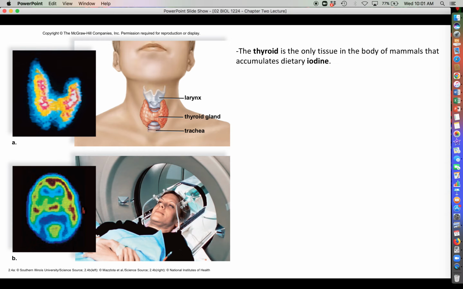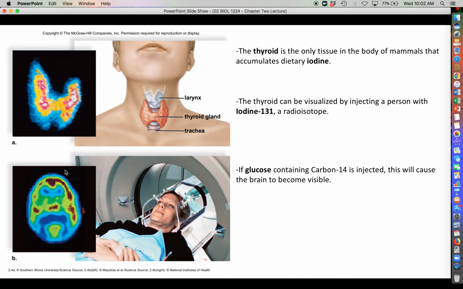So if we suspect that someone's thyroid is not behaving properly, we can actually take a pretty good picture of the thyroid by injecting the patient with a radioisotope called iodine-131. This is one of the heaviest forms of iodine, and it gives off radioactivity. Because thyroid cells accumulate iodine and none of the other cells in the body do, after a little while, after injecting the patient, their thyroid should become radioactive, and you should be able to detect that and take a picture of it.